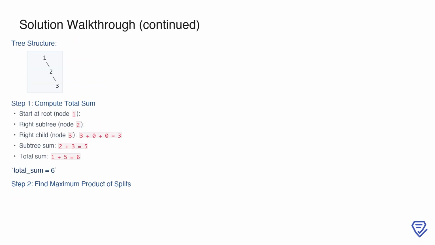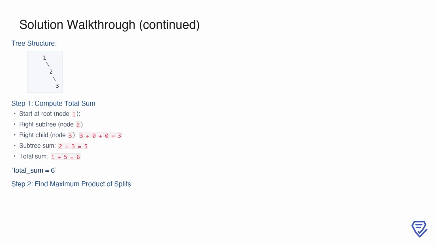Now, let's examine a skewed binary tree where all nodes are aligned to the right. The root node is 1, which has a right child 2, and node 2 further has a right child 3. To compute the total sum, we start at the root. For the right subtree rooted at node 2, we calculate the sum of its right child, node 3, which is 3. Adding this to node 2's value gives a subtree sum of 5.